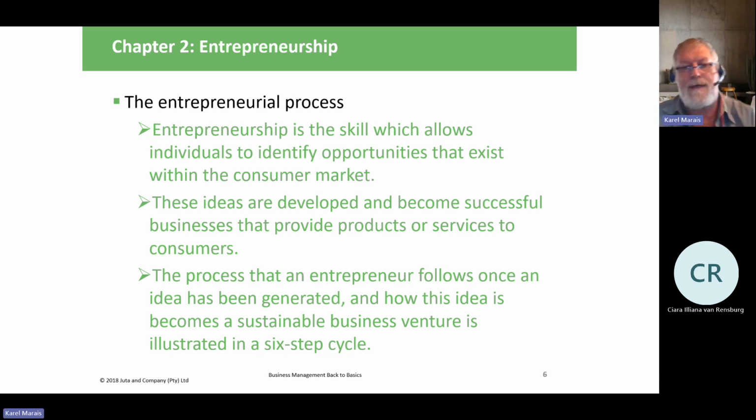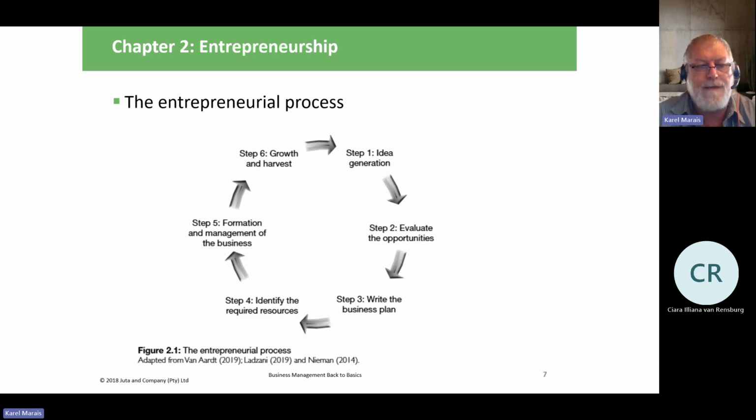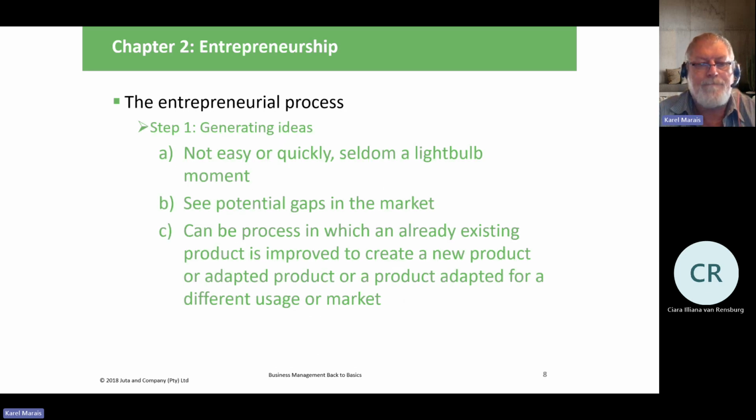But there's a process for how we get from coming up with an idea until we're at such a time where we actually have a business. And this is called the entrepreneurial process. There are 6 steps in the process. So there we go. Those are the 6 steps.